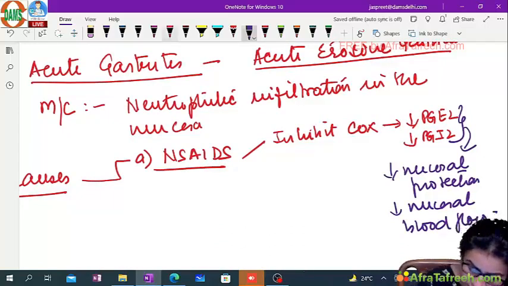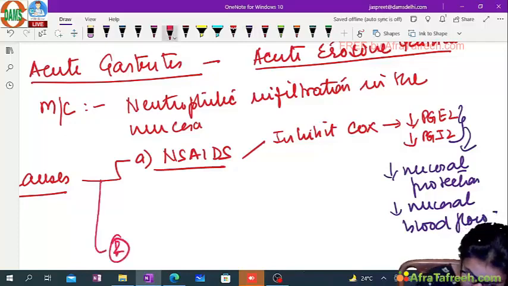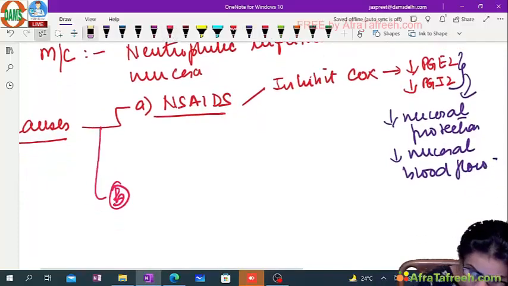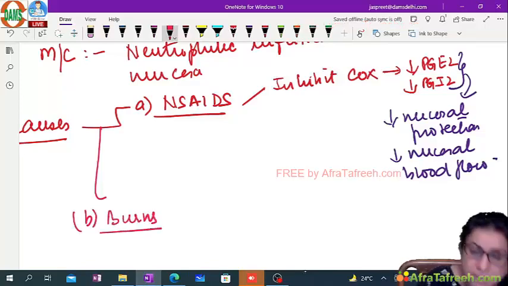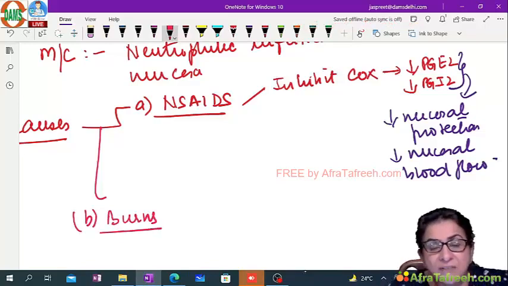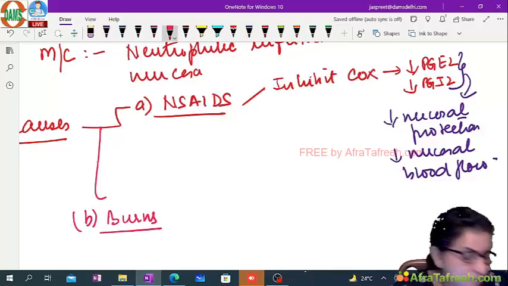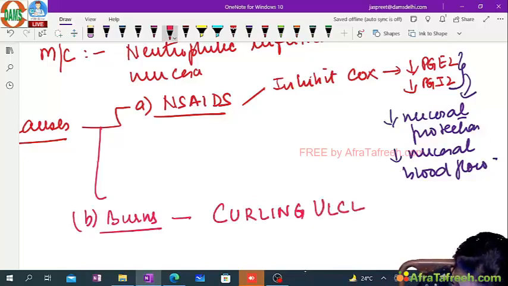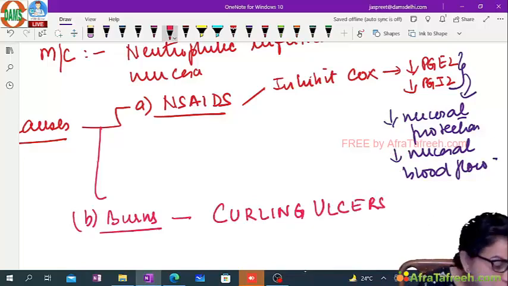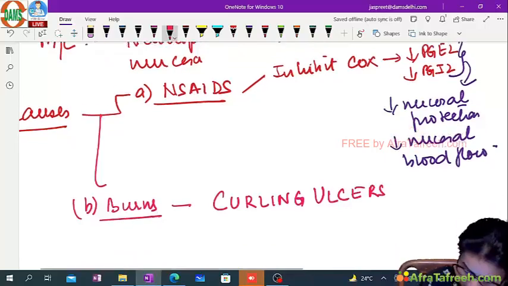Okay, first is NSAIDs. Second, what is the second etiology of acute gastritis? Second is burns. Burns can cause acute gastritis. Now in patients with burns, a number of patients can have numerous ulcers or erosions in their stomach, and these are called Curling ulcers, C-U-R-L-I-N-G. So burns can cause development of numerous ulcers in the stomach called Curling ulcers.